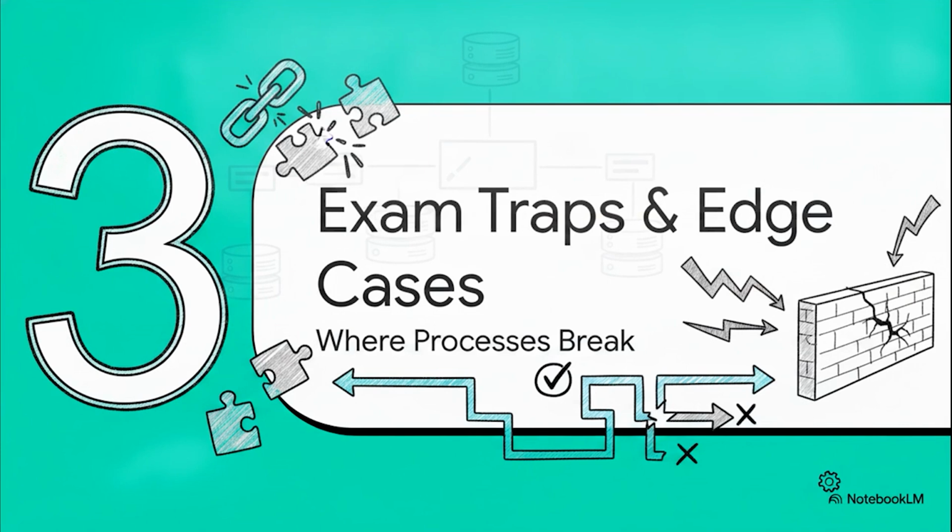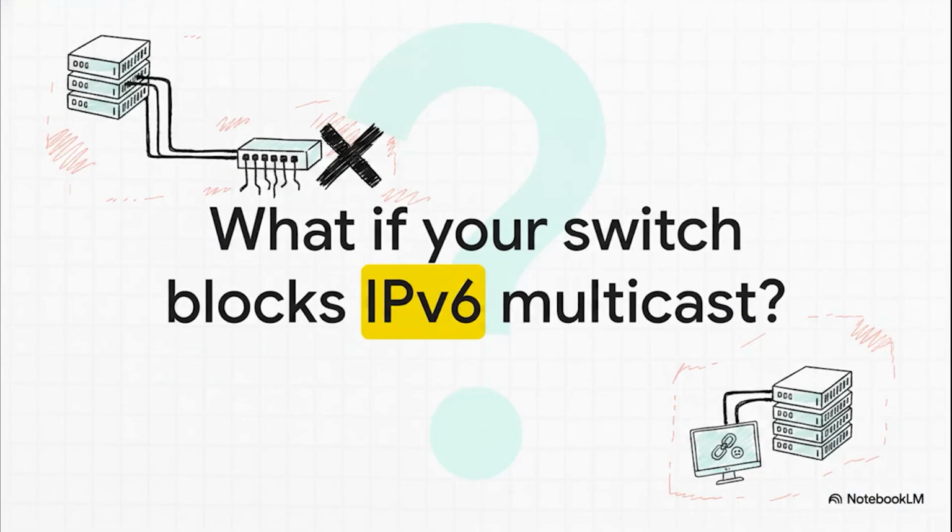Section 3. Exam traps and edge cases. Knowing the standard happy path is great, but knowing exactly where the process breaks is what will actually earn you your certification. Picture this scenario. You rack a new node, cable it up perfectly, jump into the expand cluster window, hit discover, and nothing. It completely fails to find the host.